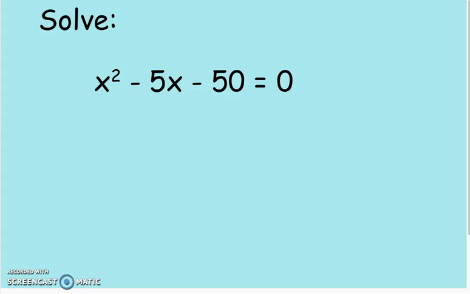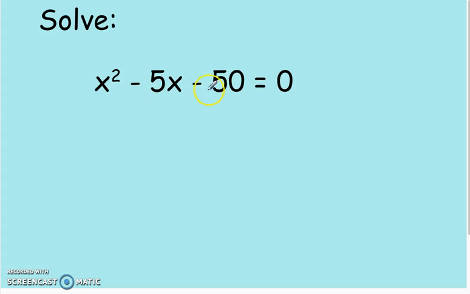x squared minus 5x minus 50 equals 0. So step 1 is that it has to be equal to 0, and it is, so we're good there. Step 2 is to factor the quadratic. So you have to decide which method of factoring to use here. This is where your knowledge from the last unit will come in handy.